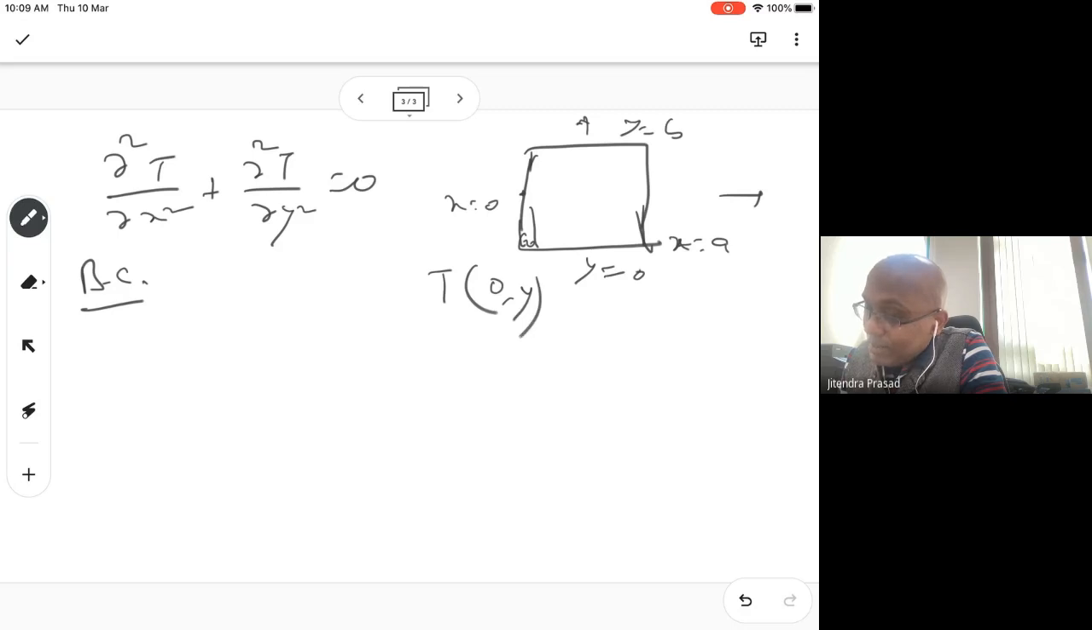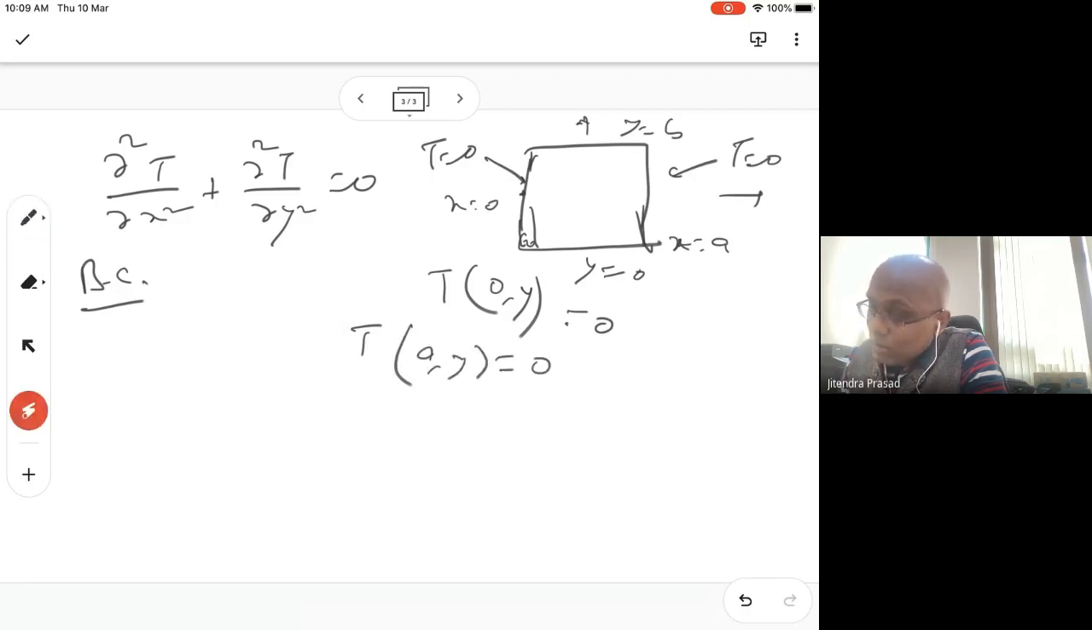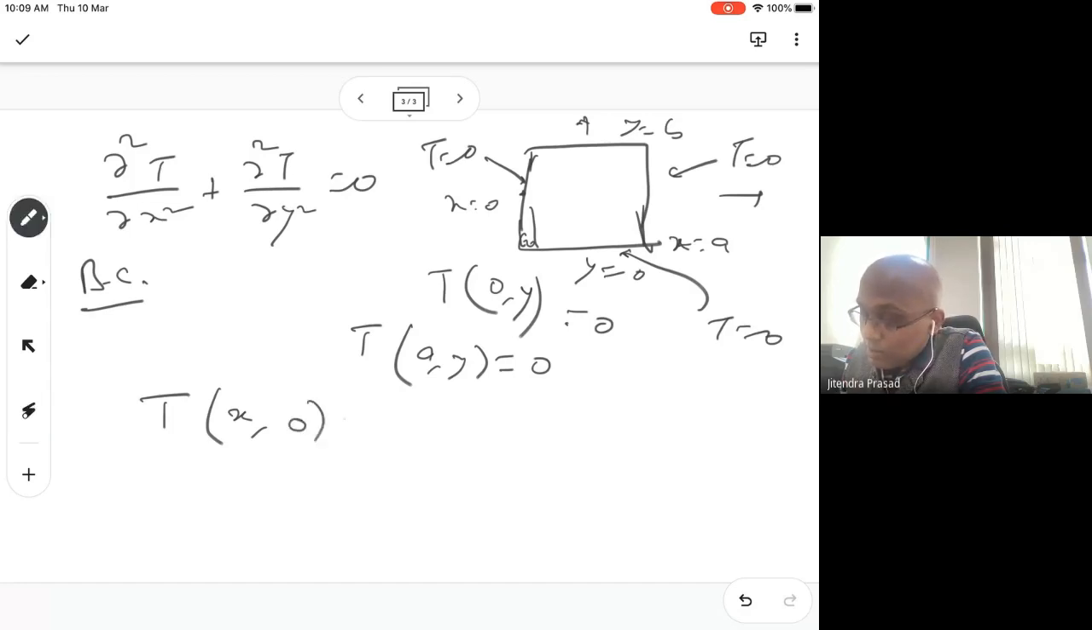So let's say T at x equal to 0, where y can vary, is 0 only. So at this side T equal to 0. Here also let's say T equal to 0, so that means T at x equal to a, for any y, is also 0. Here also let us say T equal to 0. I'm making it very simple actually. So T at all x and y equal to 0 is equal to 0.